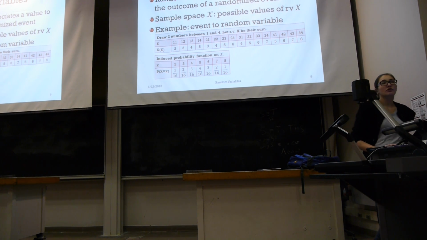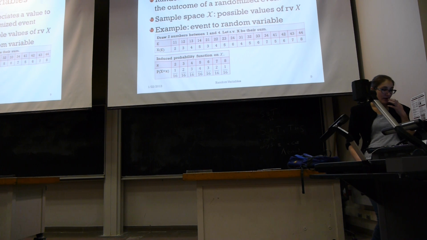So let's see how we translate an event to a random variable. Let's say we draw two numbers between 1 and 4, and let the random variable X be their sum. I enumerated all the possible occurrences of the event. And X of E represents the value of the random variable for each event.